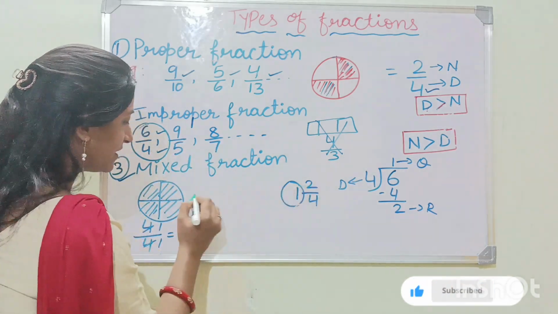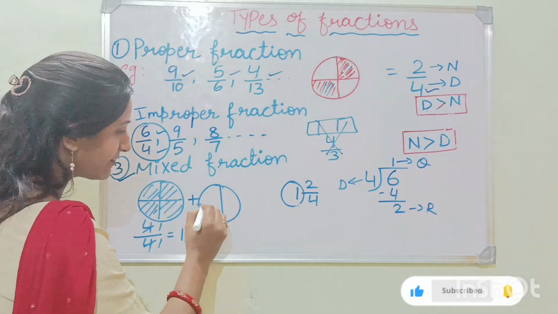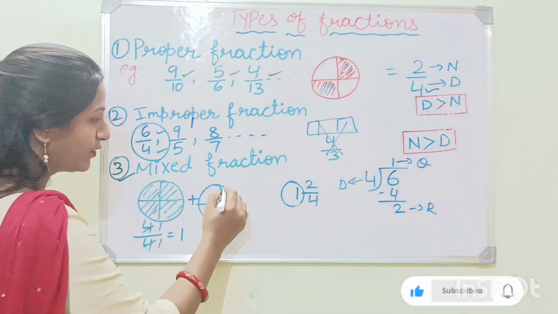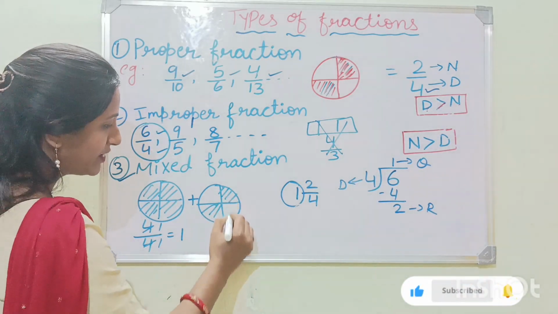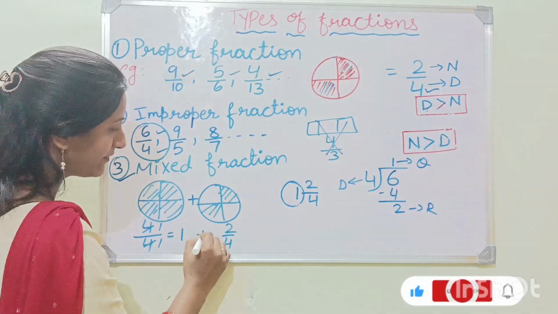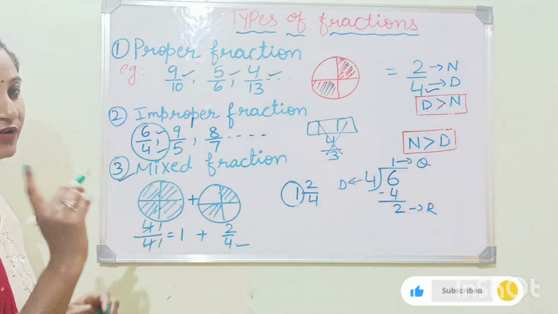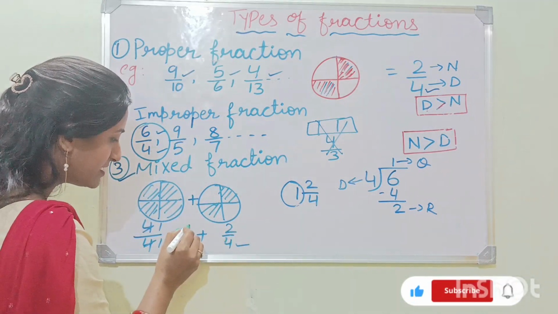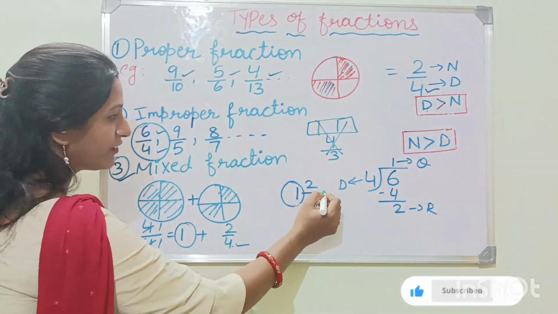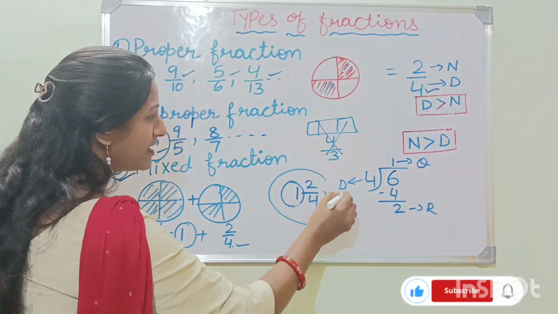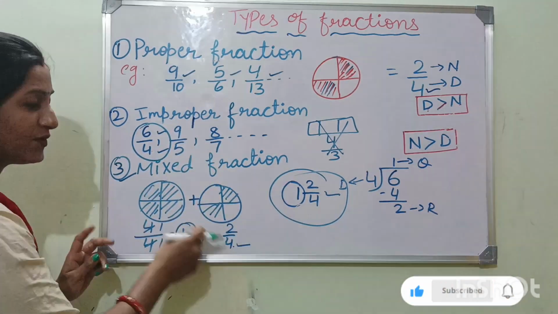Next one is 2 by 4. So again one more circle. Number of parts are 4, out of that you have shaded 2 parts. So how to write this fraction? 2 by 4. 2 by 4 means total number of parts are 4, in that you have shaded only 2. So 1 is the whole here as a quotient, and 2 by 4 is the fraction. So you can call this a mixed fraction. So you know how to convert improper fractions to mixed fractions now.